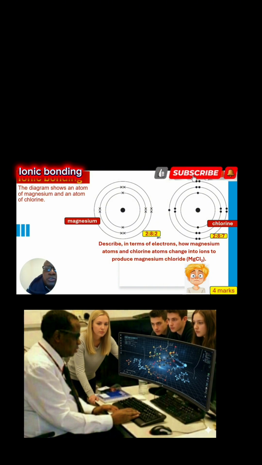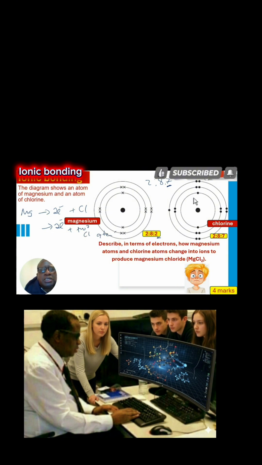Magnesium has got 2 electrons in the outer shell, therefore magnesium transfers 2 electrons to chlorine, but chlorine is 2,8,7, which means chlorine only requires 1 to achieve the stable octet arrangement of electrons. So magnesium transfers 2 electrons to 2 chlorine atoms.